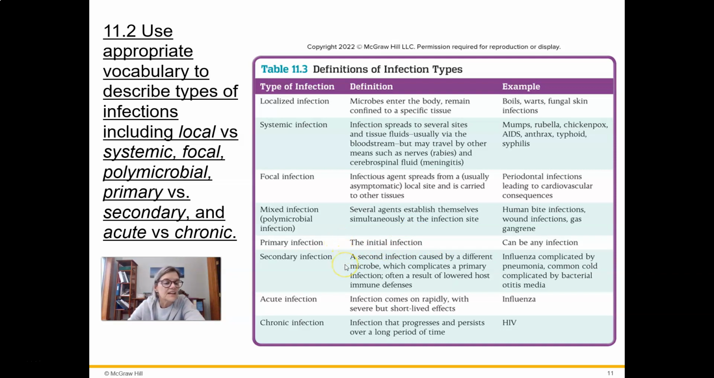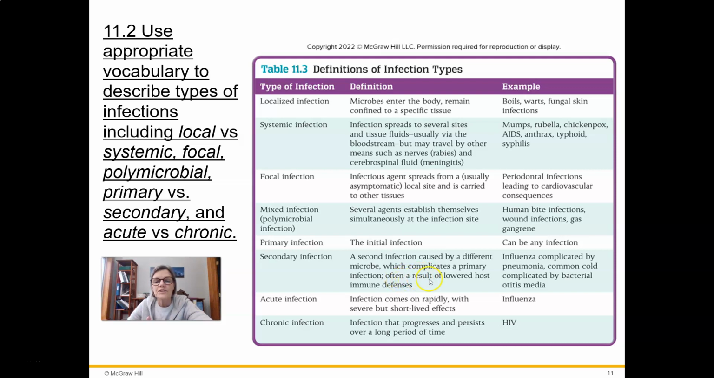Here we have a primary versus a secondary infection. The primary infection is the initial infection, and it can be anything. A secondary infection is caused by a different microbe. A common thing that I think of a lot is that people will get the flu or get a cold. The flu is caused by the influenza virus. Well, you get the flu, but what it does is it weakens your respiratory tract, and the coughing or just the irritation of your lungs can cause problems that make you susceptible to a different pathogen.